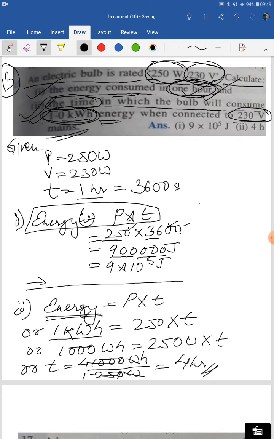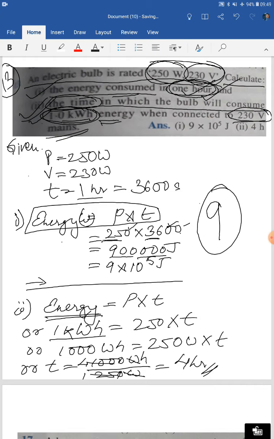If you get confused, ask me. Is that okay? Now, today's assignment. You will solve question number 9. Question number 9 is your today's first assignment. Alright, question number 13 is over.